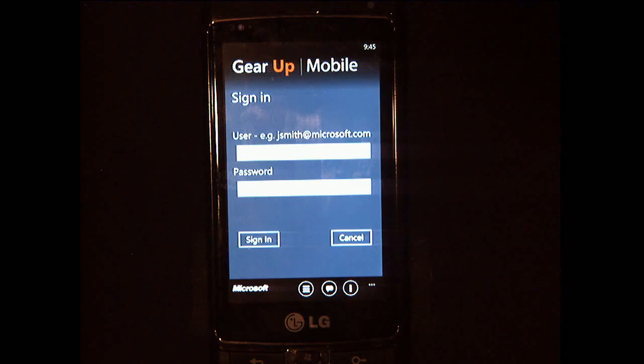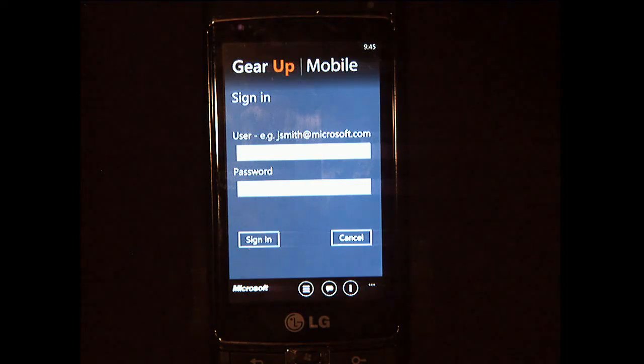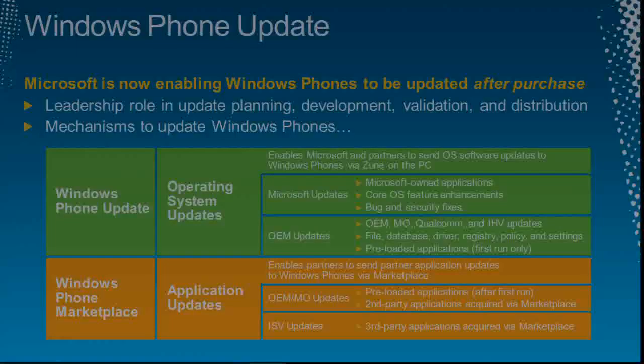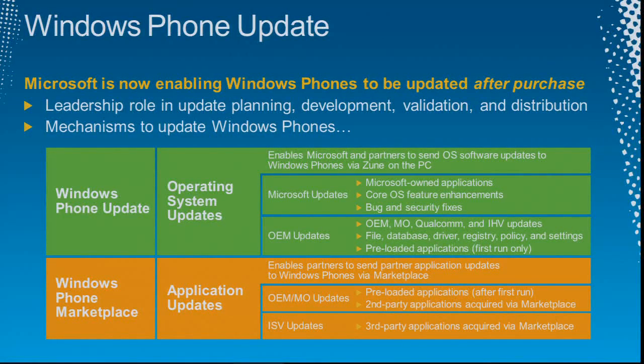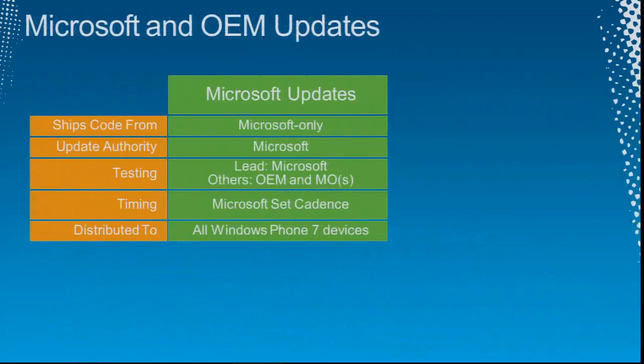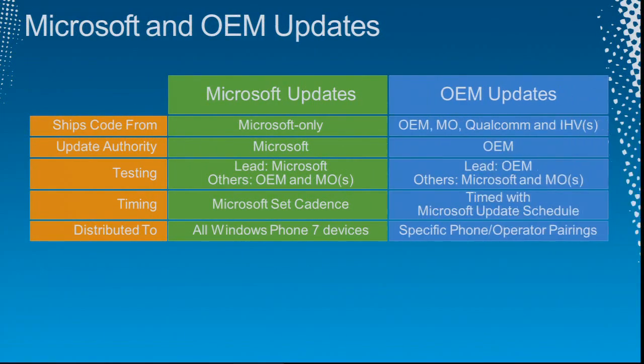Okay, so I'm going to blast through a couple things, and then I have to do a giveaway. The Windows Phone updates are available directly via Zune. We have two types of updates. Windows Phone updates from Microsoft, and the phone application updates that come from the OEMs and the MOs. This is pretty straightforward. The Microsoft updates come from us. The OEM updates and MO updates come from the phone manufacturers and the mobile operators.